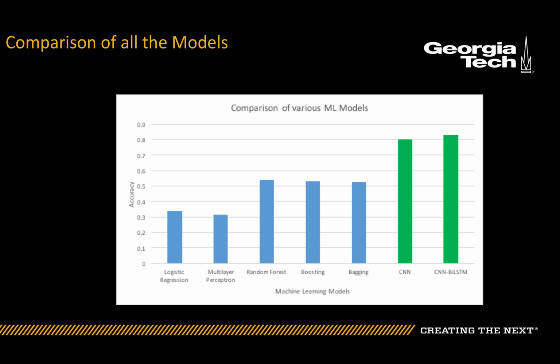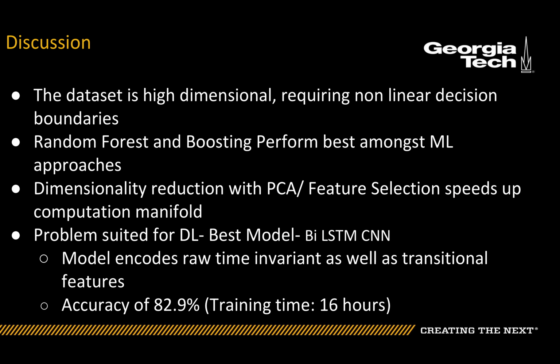As you can see here in the plot, deep learning models perform better than machine learning models. We achieved the highest accuracy of 82.9% with the BiLSTM CNN model. Now we discuss the findings of our project. The dataset is very high dimensional and requires non-linear decision boundaries for accurate classification. Boosting and random forest perform the best amongst ML approaches. Our dimensionality reduction experiments speed up the computation manifold while capturing almost 85% of variance in our dataset. This allows us to explore multiple approaches for classification. Now we can also see that deep learning is the best suited approach given the characteristics of our dataset.